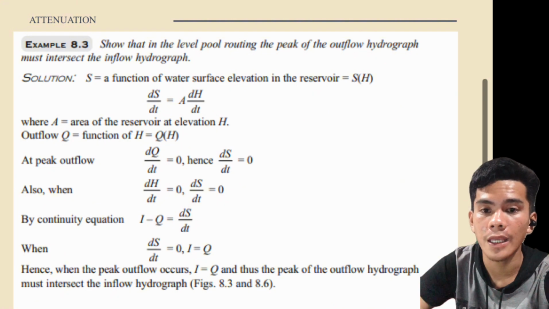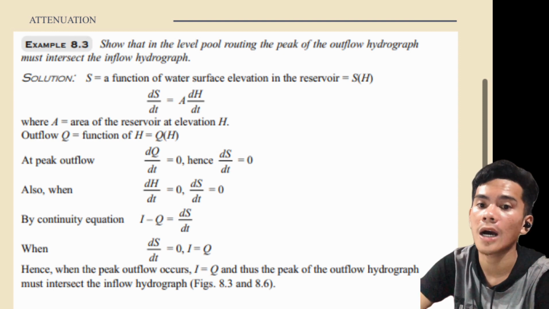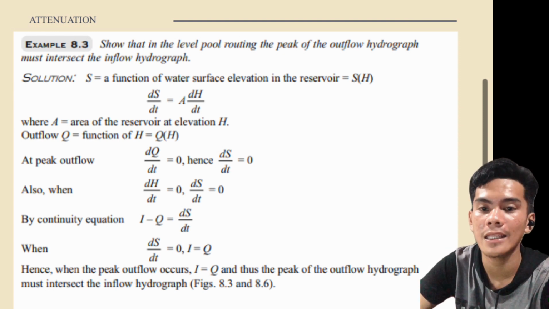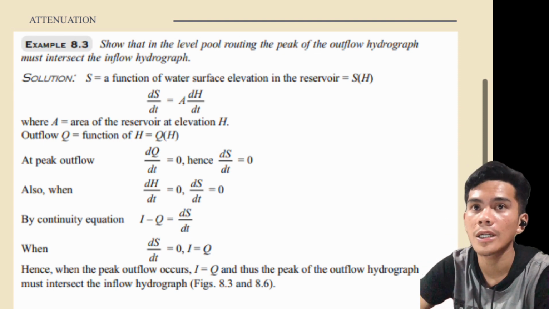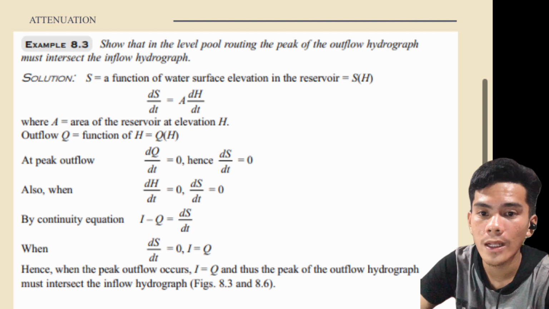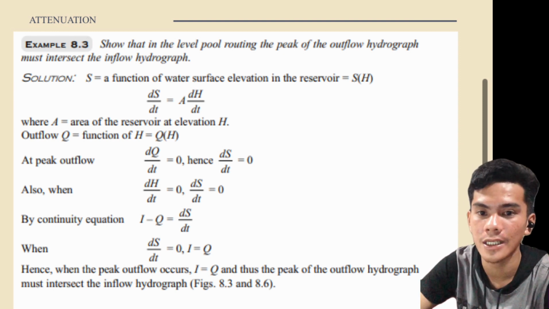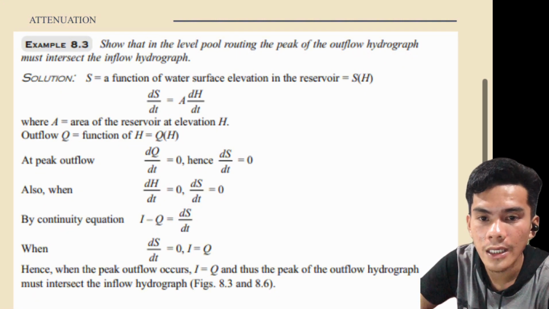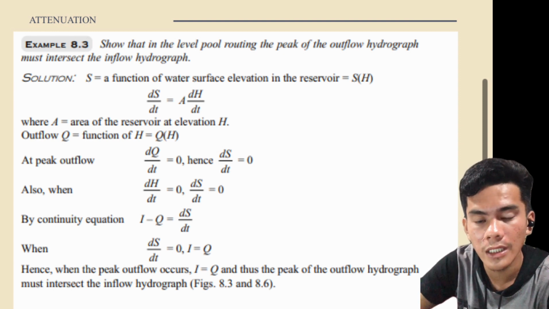Example 8.3 showed that in level pool routing, the peak of the outflow hydrograph must intersect the inflow hydrograph. Here is the solution in getting the formula of the accumulation or the depletion of the storage. S is a function of the water surface elevation in the reservoir, or S equals a function of H. The derivative of S over the derivative of t is equal to A dH over dt, where dS over dt is the change in storage over time.